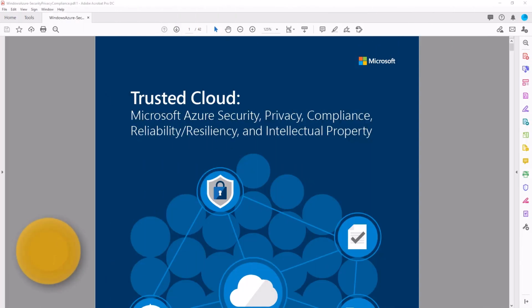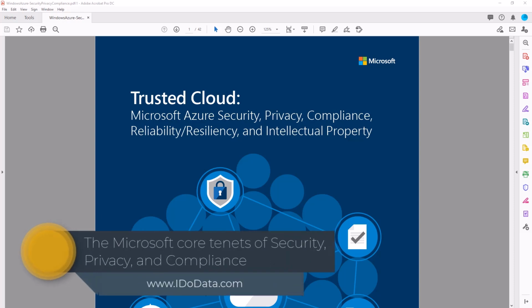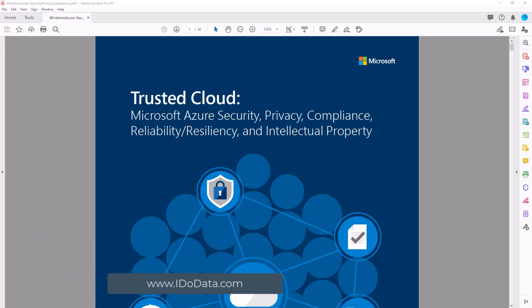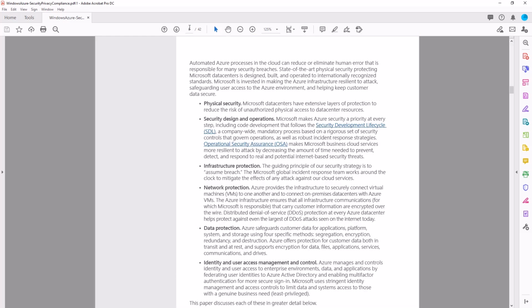In this video, we're going to have a look at the Microsoft core tenets of security, privacy, and compliance. And we're going to do this using this document about trusted cloud, so relating all of these to Microsoft Azure. So Brad Smith, the President and Chief Legal Officer of Microsoft, said, "If we can't protect people, then we don't deserve their trust." So that's what security, privacy, and compliance is all about.